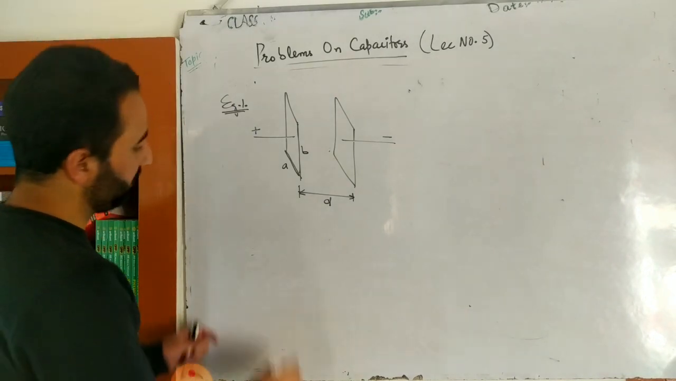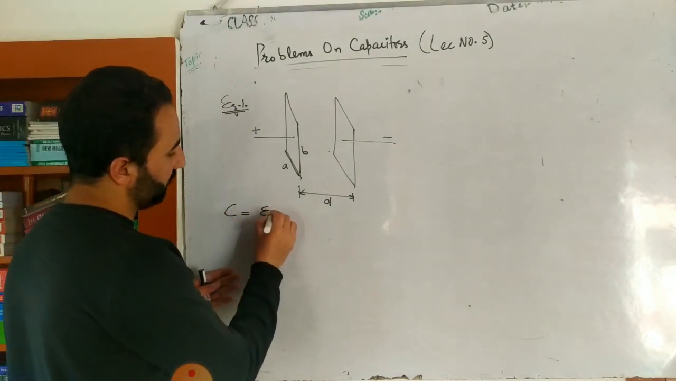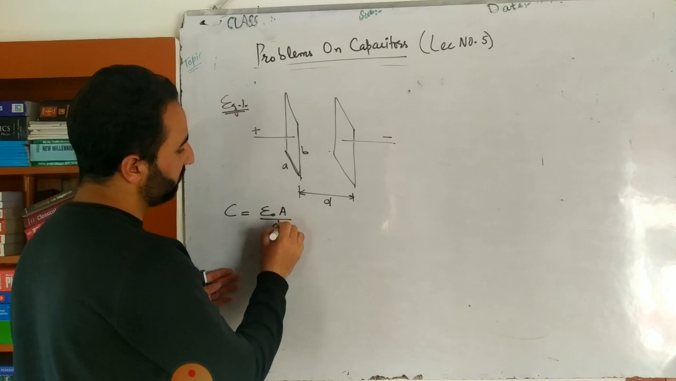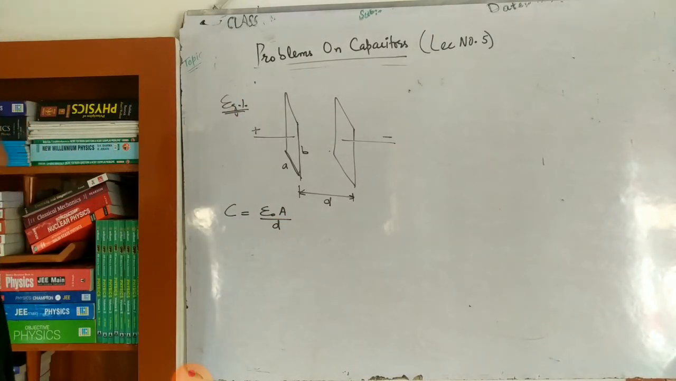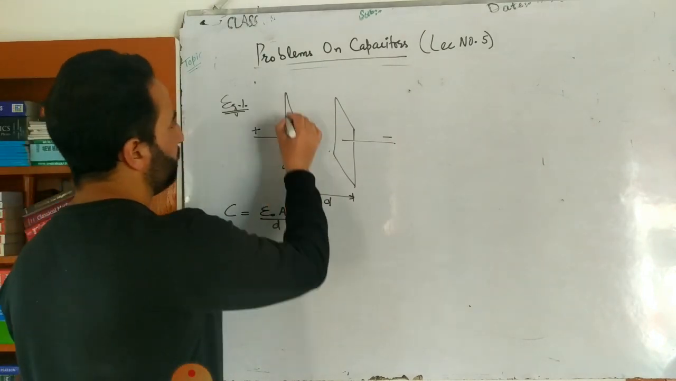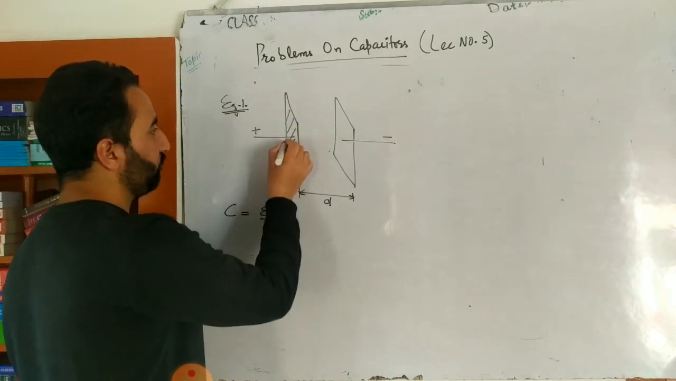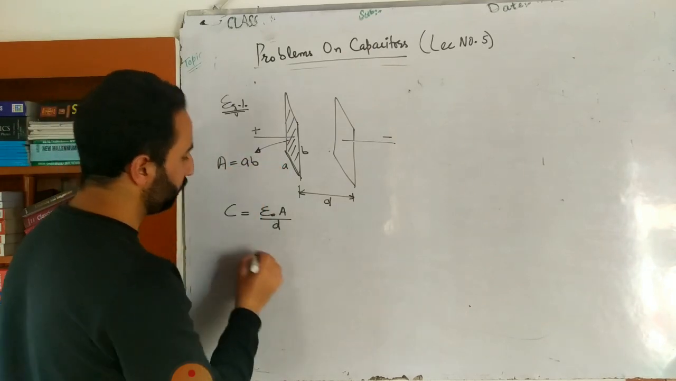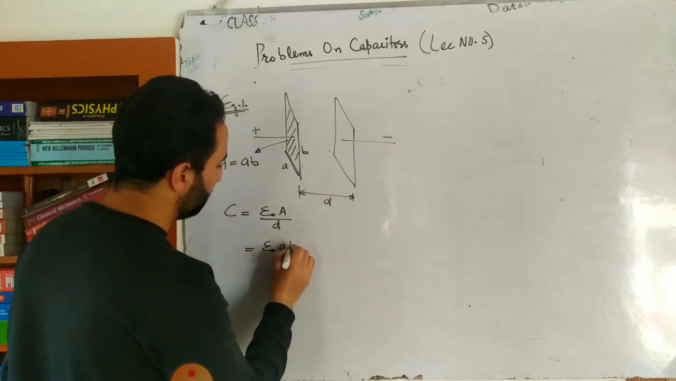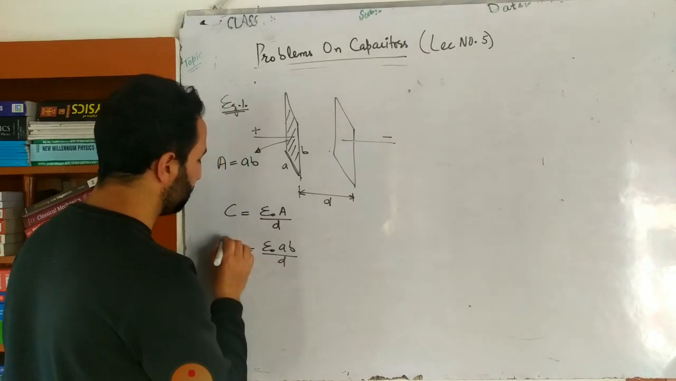So the capacitance will obviously be C equal to epsilon 0 A divided by D. What is this A? This A is the area of the plates. And D is the separation between the plates. Here A is simply equal to A into B, since this is a rectangular plate, so the area of this rectangular plate will be AB. So it's epsilon 0 multiplied by A B divided by D. So this is the capacitance.